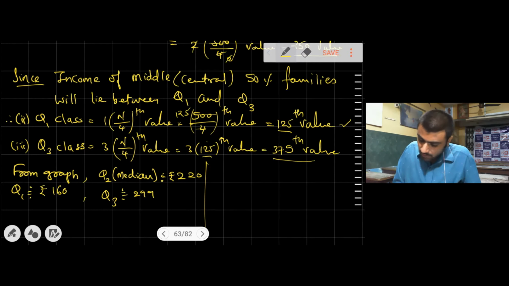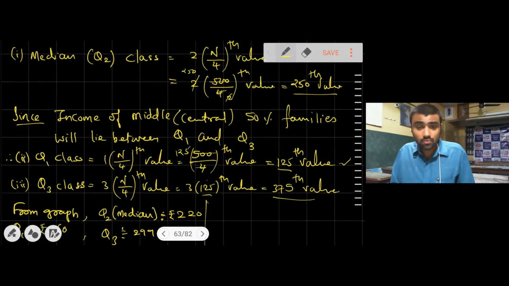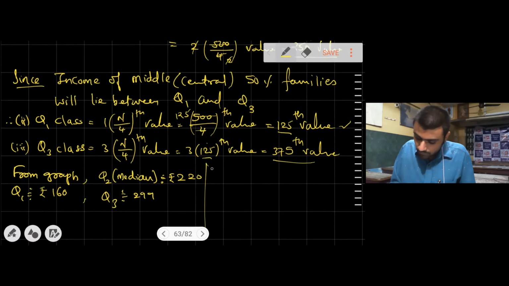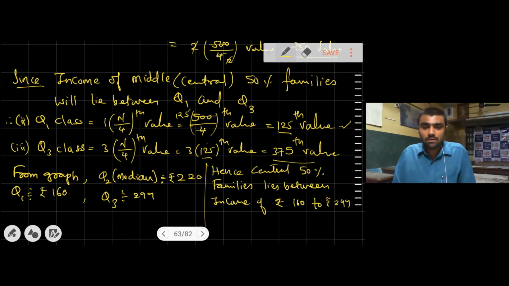And now I will comment on this particular question because they have asked for the limits. So the final conclusion I need to take is that hence, the central 50% of families lie between an income of rupees 160 to rupees 299. So this is the final conclusion.